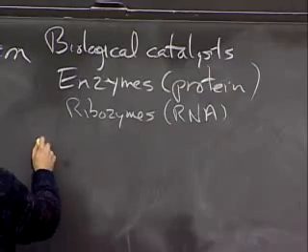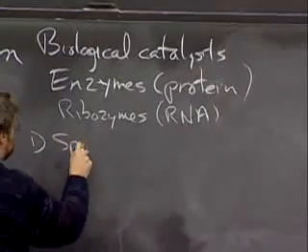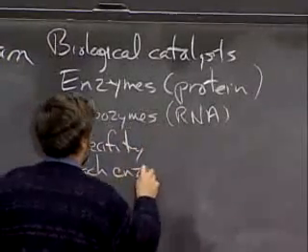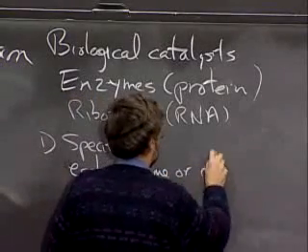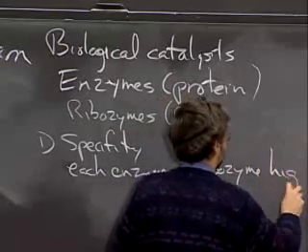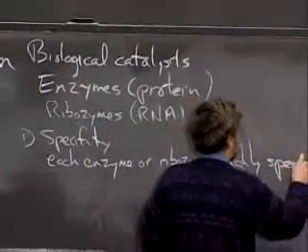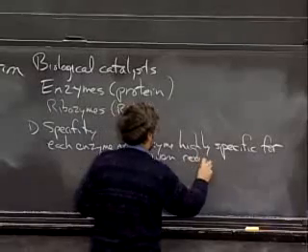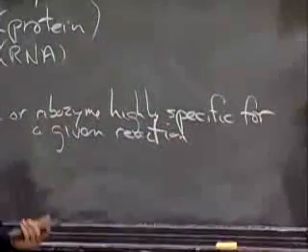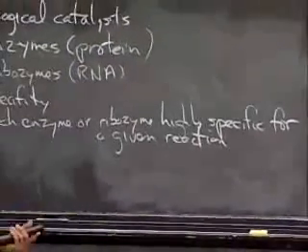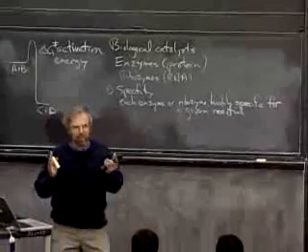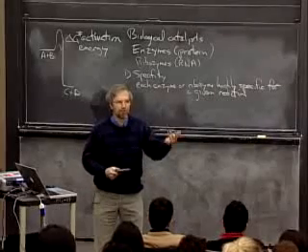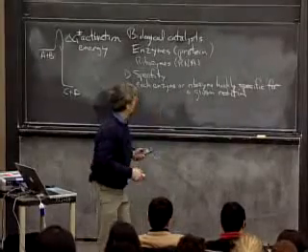Now, the characteristic of these that is important is the specificity. Each enzyme or ribozyme is highly specific for a given reaction. So that means the reaction probably won't go, or will barely go, unless that enzyme, or in some cases ribozyme, is present. And so that's really the secret to how cells control all of these many, many hundreds or thousands of chemical reactions that take place that are necessary for life.